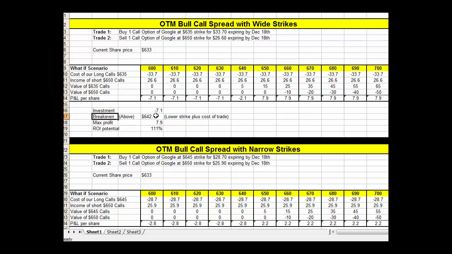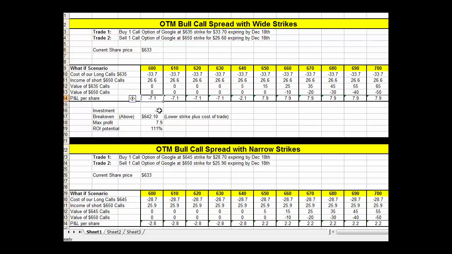Our break even is above 642.10. Our max profit is 790, and our return on investment potential is 111%. So that's very, very attractive. Now the great thing about this particular trade, let's imagine Google did drop to 600. If you would have bought the shares of Google today, you would have lost $33 per share. Whereas by placing this strategy, all you can lose is 710.